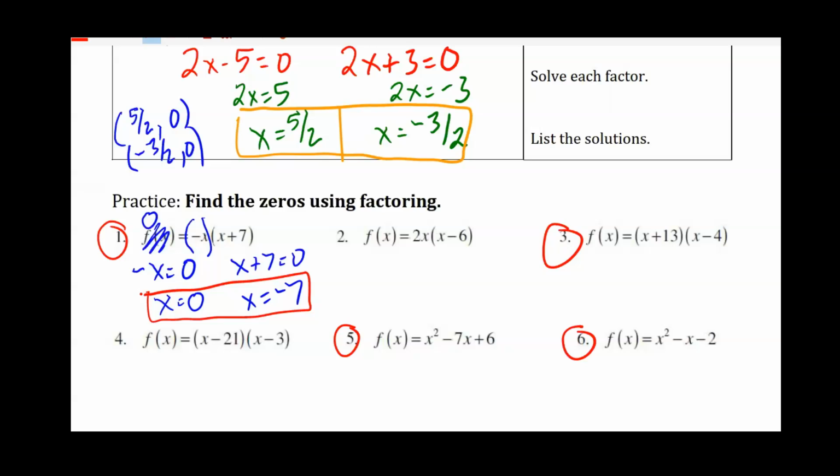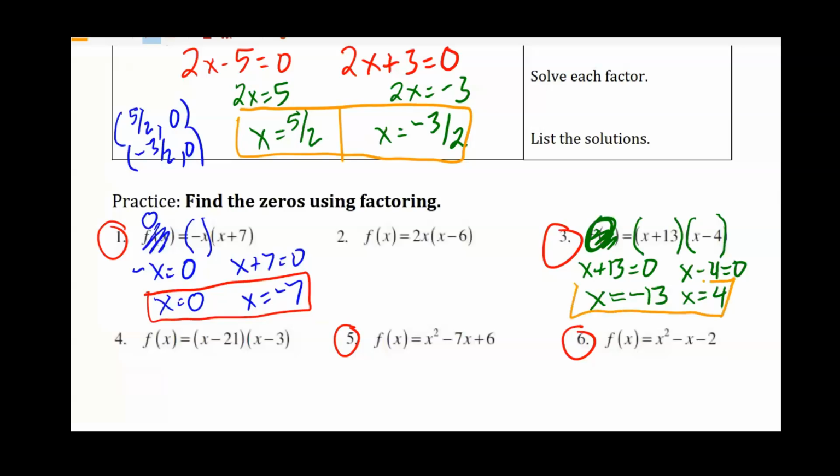Okay. Next one, it's already factored. If it's already factored, don't multiply it out. Don't do all this work because you've already got nice little sets of factors on number 3 in parentheses. So all you need to do is put a big 0 there. And then what you have is x plus 13 equals 0, x minus 4 equals 0. Set each factor equal to 0. So x would then be a possibility of negative 13, subtracting 13 from both sides, or x equals 4, adding 4 to both sides. And those are your solutions for number 3.